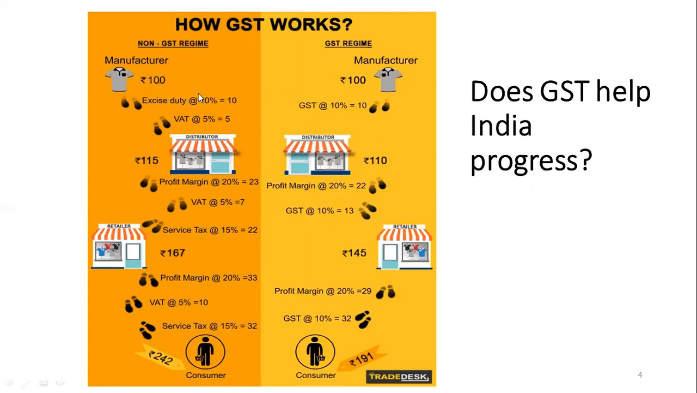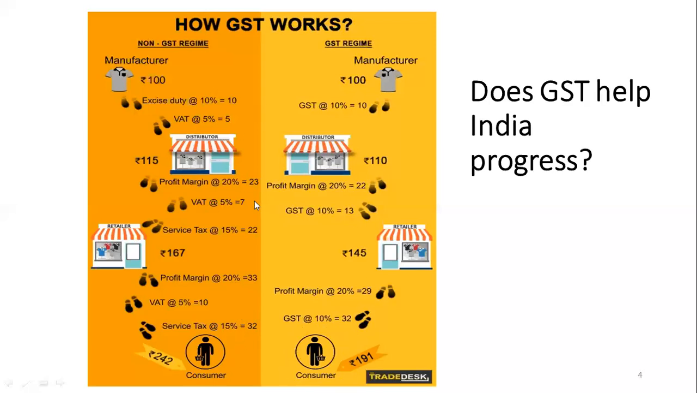Now, look at the difference there. In the very first stage, it was equal, 110. In the second stage, it's less by 15 rupees. And in the third stage, it's just 22 rupees. Now, finally, the end chain holder retailer is selling the product to the customer. Once again, the profit margin of 20% means 29 rupees and GST 10% is 32. So he's selling the product to the customer at rupees 199. In the last column, the difference is almost 51. Yes, 51: 240 minus 190 is 51. So actually, the customer is paying almost 50 rupees less in the GST design than in the non-GST design.